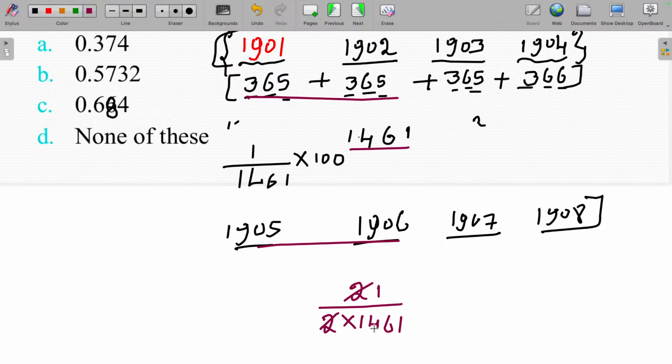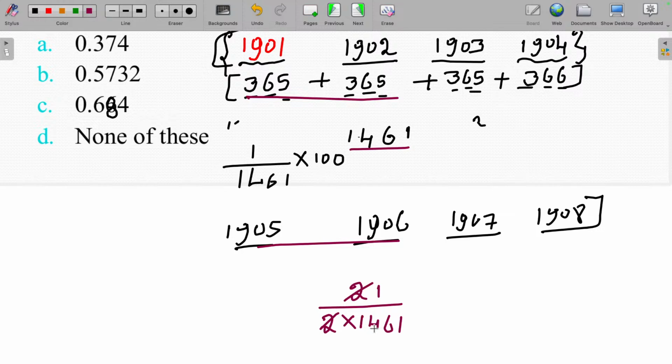Again, same thing. Next, if I count 1909, 1910, 1911, 1912. Again, in the next 4 years, how many times will February 29th come? 3 times. The total is 3 times 1461. Again the 3 gets cancelled and I will get 1 by 1461. Is it clear? However many times the number of years, if you write February you will get the same.